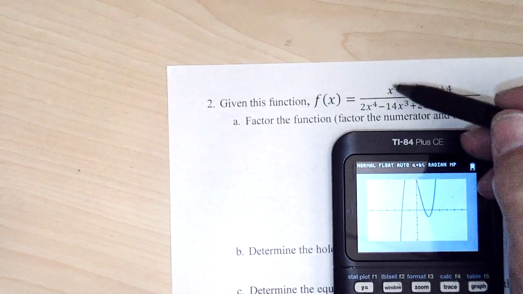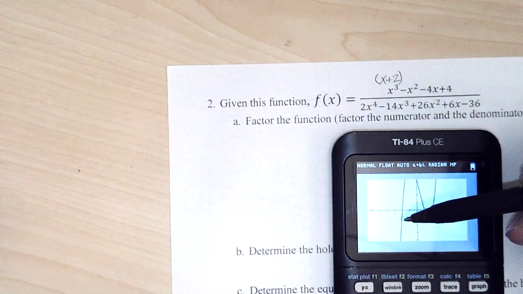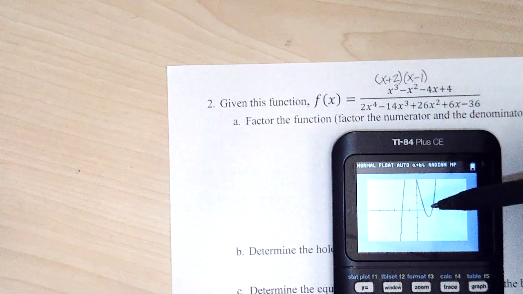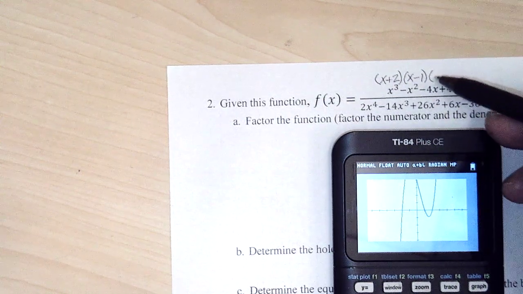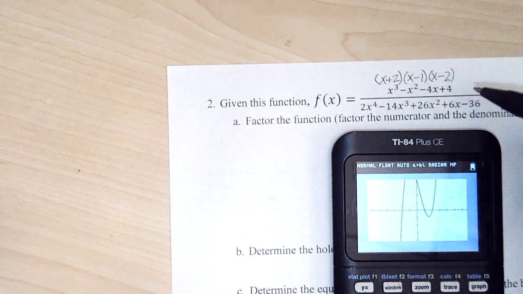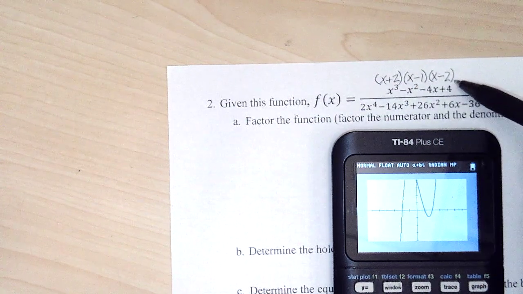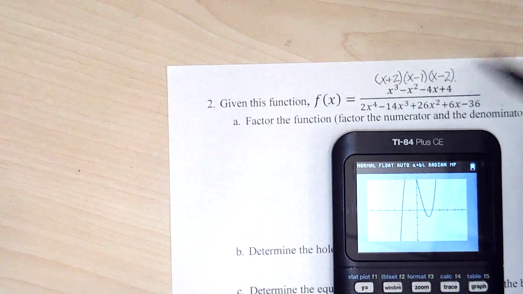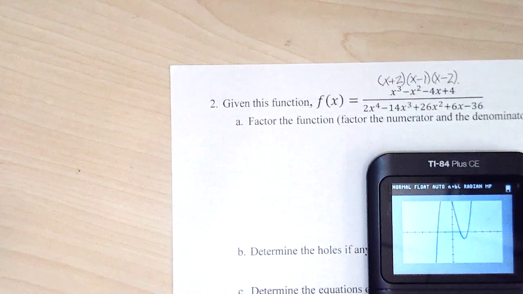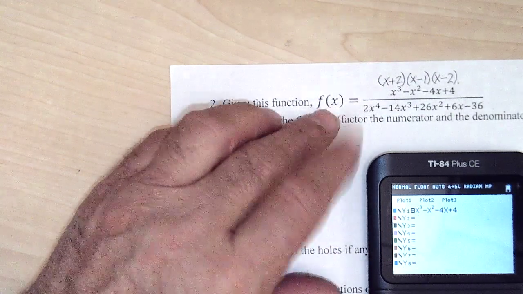that the factors are x plus 2 for the -2, x minus 1, and x minus 2. And if I multiply those, I get 1x to the third. So that must be the numerator completely factored. Now let's do the denominator. So I got to type it in. I'm going to put that in y2 so that I don't have to type this all in again.